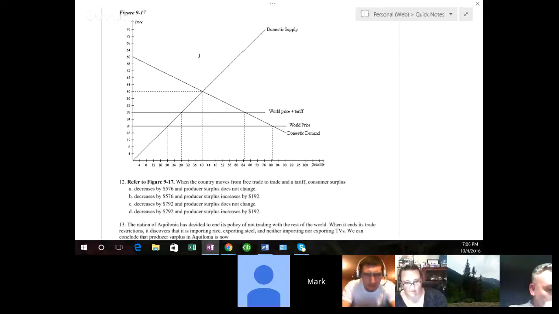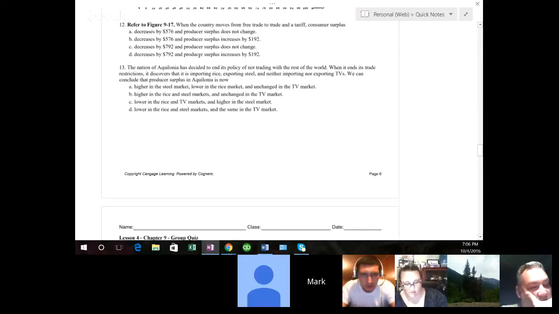I'll give 13. So for number 13, the nation of Indonesia has decided to end its policy of not trading with the rest of the world. It ends its trade restrictions. It discovered that it's importing rice, exporting steel, and neither importing nor exporting TVs. We can conclude the producer surplus is now, I got A, which is higher in the steel market, lower in the rice market, and unchanged in the TV market. That's what I got also. I got that too. Yep. That's what I put.